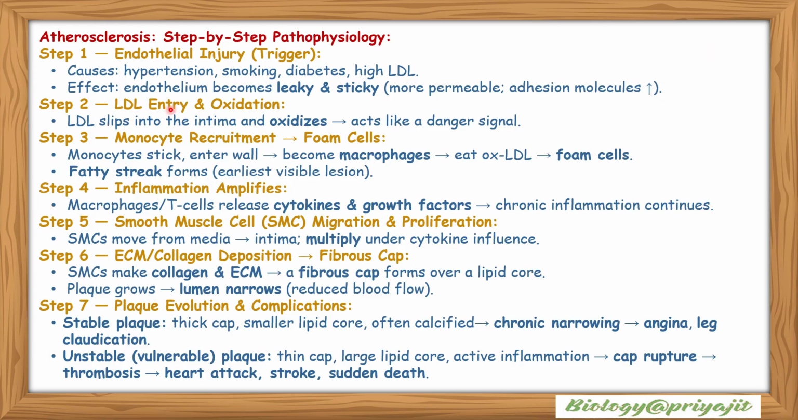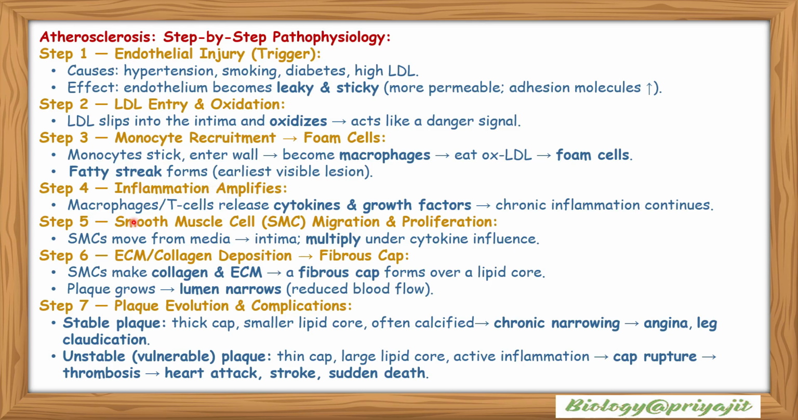Step 2: LDL entry and oxidation. When there is a high LDL level, as we mentioned in the first point, endothelial injury occurs. Then this LDL slips into the intima and oxidizes, acting like a danger signal. Then third is the monocyte recruitment and conversion into macrophages, and of macrophages into foam cells. Monocytes stick, enter the wall and become macrophages, eat oxidized LDL and are transformed into foam cells. And fatty streaks form, the earliest visible lesion.